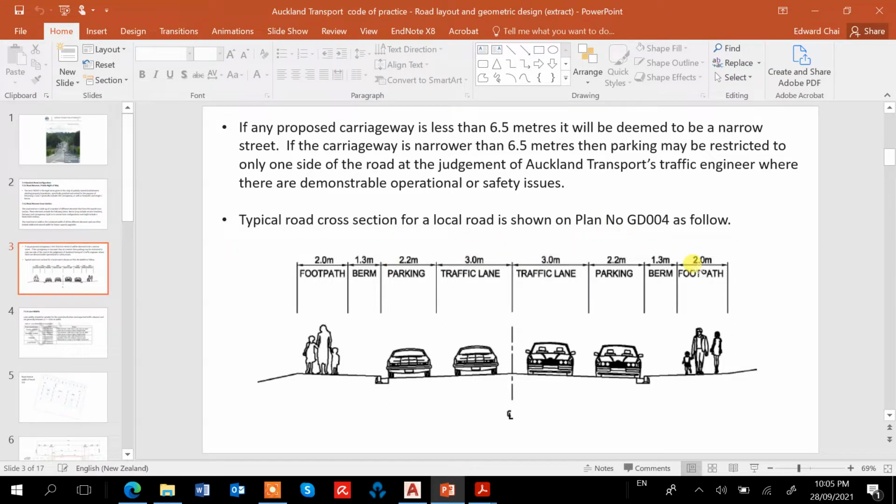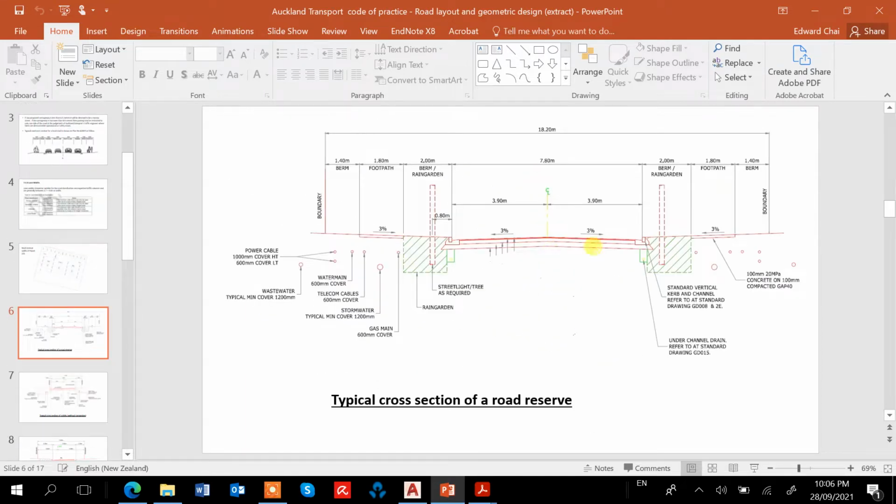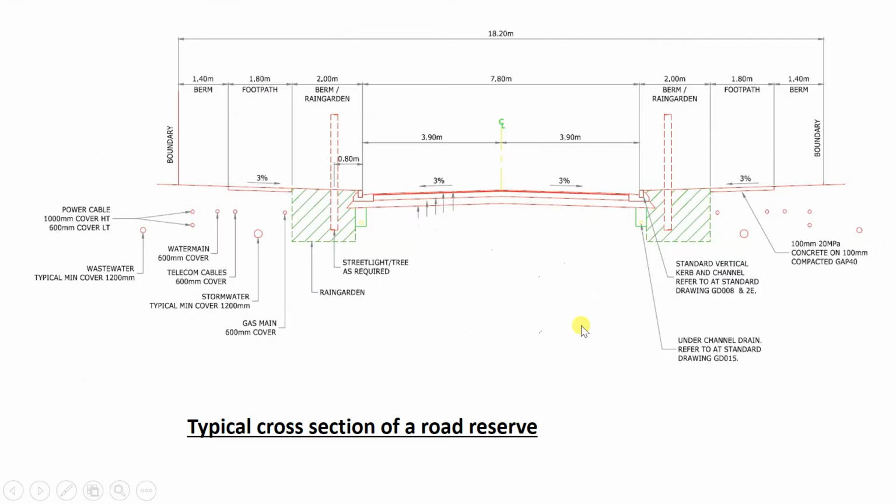The road reserve, for our road, I think the roads in our scheme plan is about 16 meter, and the dual is around 7 meter. So the cross section of the roads, I will just follow this one. This road reserve is 18.2 meter. For the carriageway, we can use 7.8 meter wide.